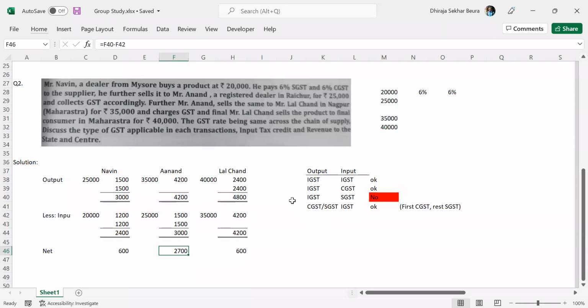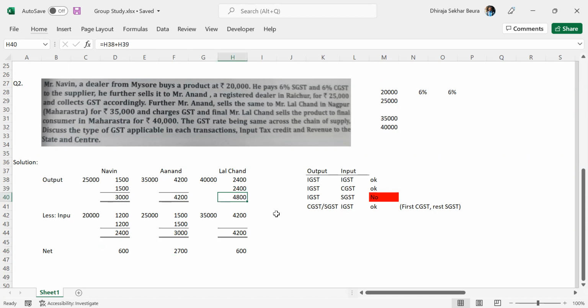Moving forward very quickly, finally Mr. Lalchand sells the product to a final consumer in Maharashtra for 40,000. So now the GST liability of Mr. Lalchand will be based on the value of 40,000. As it is in the same state, because the final consumer is also in Maharashtra and Mr. Lalchand is also in Maharashtra, our liability will be CGST and SGST. That comes to 40,000 into 6%, 2,400 and 2,400. Total comes to 4,800.